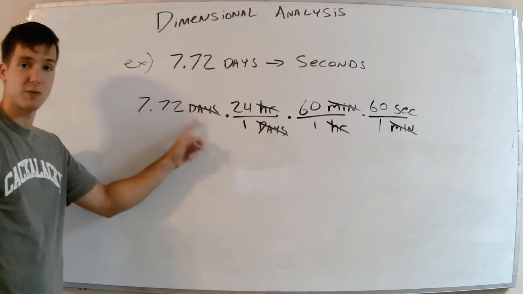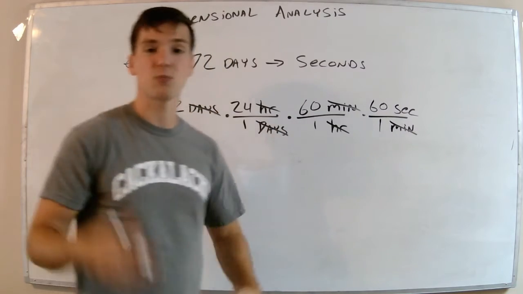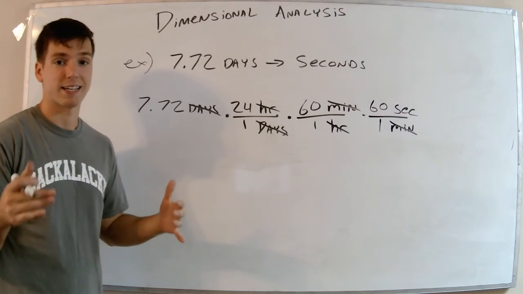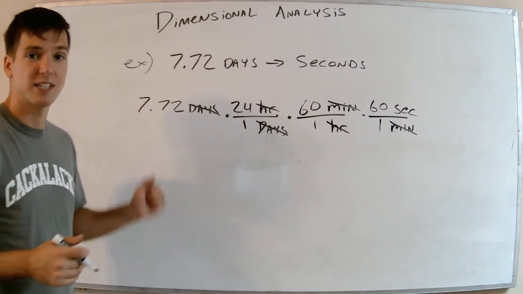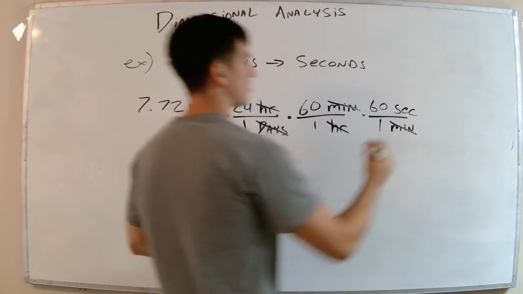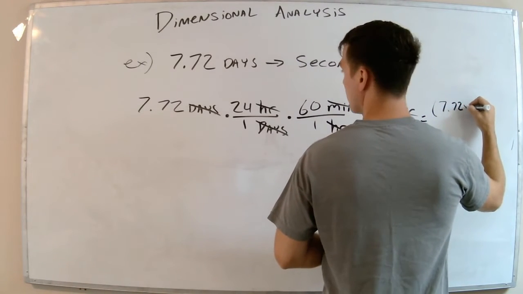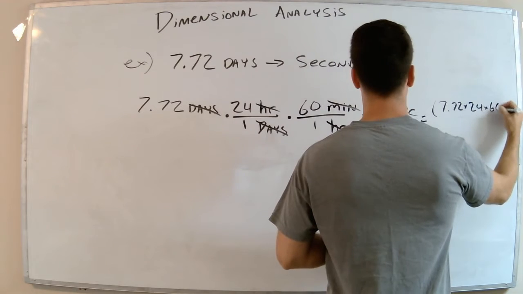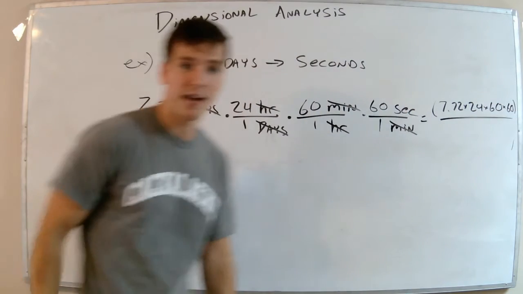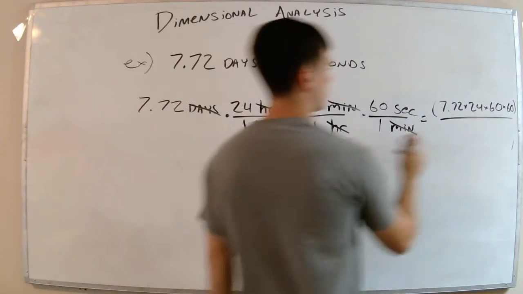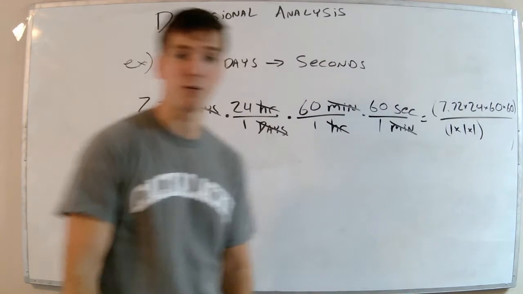So now, as you can see, we started with days, and through crossing out days and hours and minutes, we got to just units of seconds. Okay, so now to finish this all off, we multiply everything on top divided by everything on bottom. So on the top, I got 7.72, I got 24, and I got 60, and I got 60. Divided by everything on the bottom, which are just a bunch of ones, which don't really matter, right? Because anything divided by 1 is just itself.